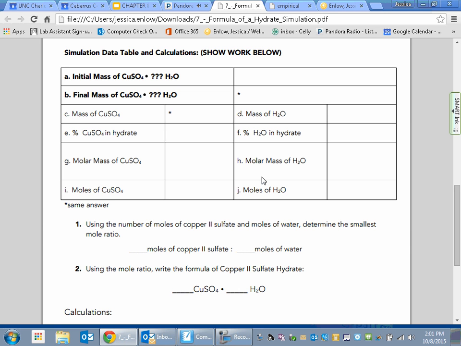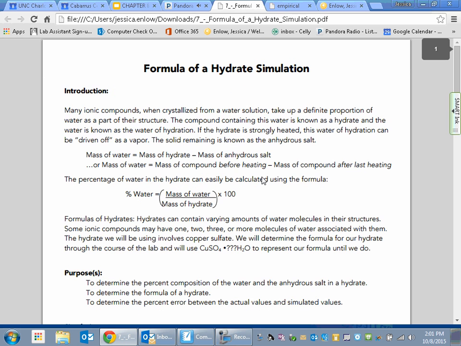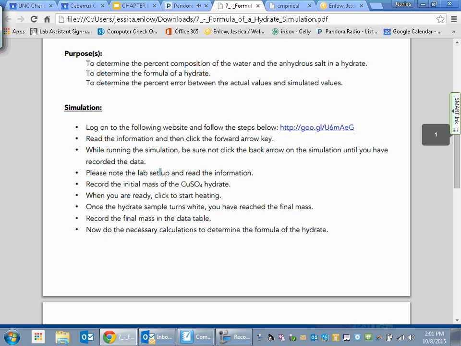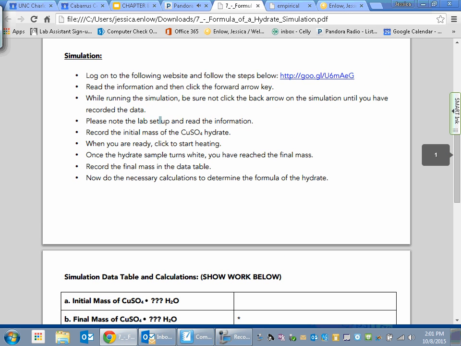Oh, you want to answer a lab question? No, not the lab question. I have the only lab question I want you to do. I want you to read the lab first, which is just some background information, but it tells you what to do in the simulation. The link is right there.